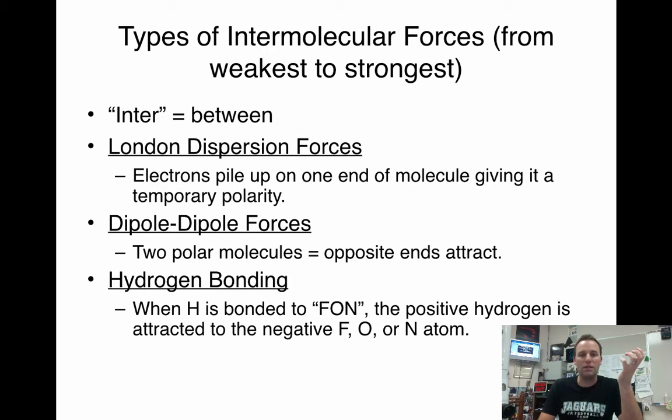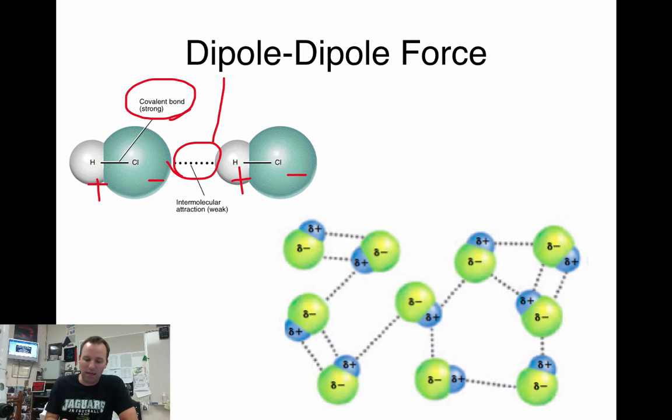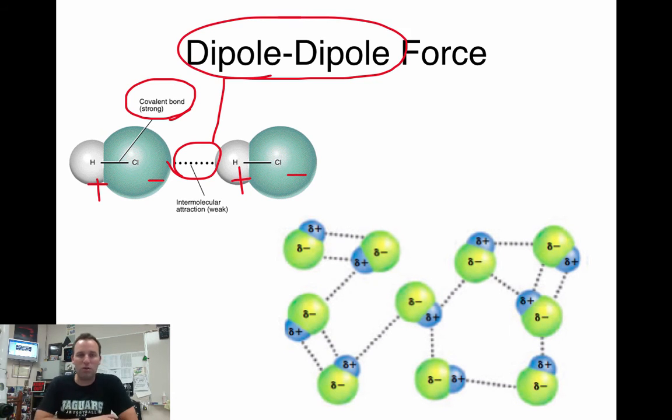Dipole-dipole forces are different from LDF because a dipole is a permanent force. Okay, so here's our dipole. You can see here hydrogen and chlorine have a strong, what's known as a covalent bond. We'll learn later what that is, but it's a very strong bond. So we have a plus end and a minus end, and here's another molecule nearby that also has a plus end and a minus end. And so this attraction, again, right here is the dipole-dipole force.